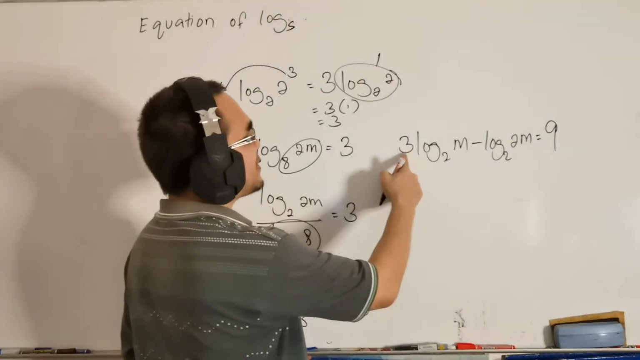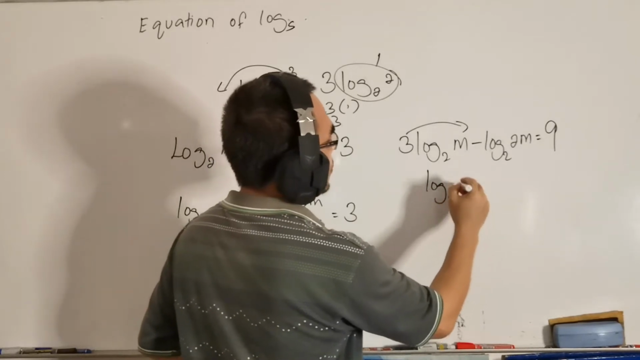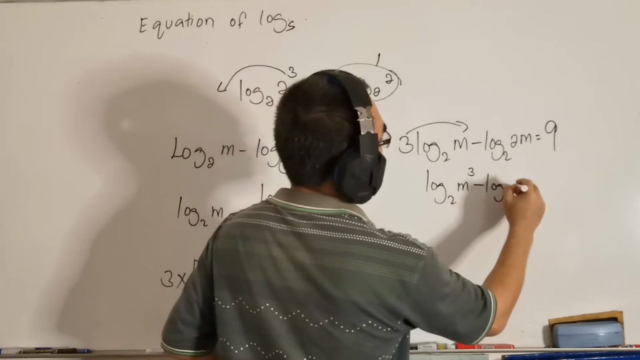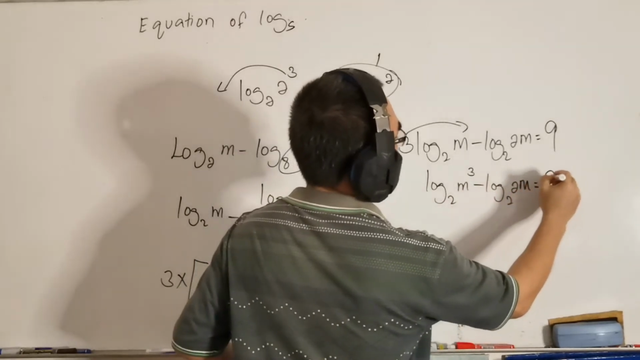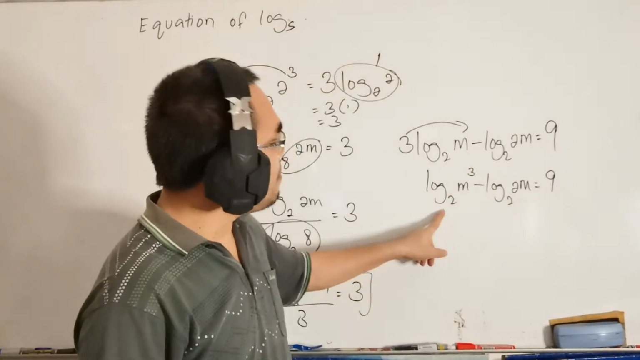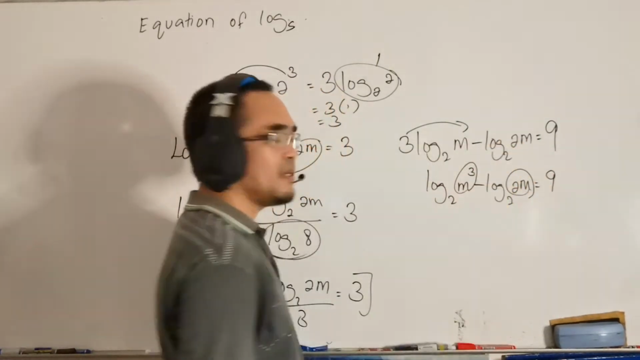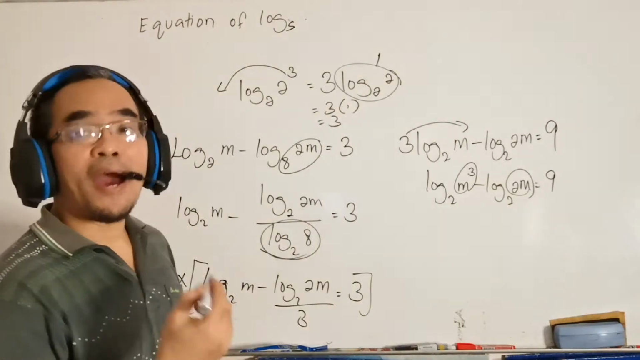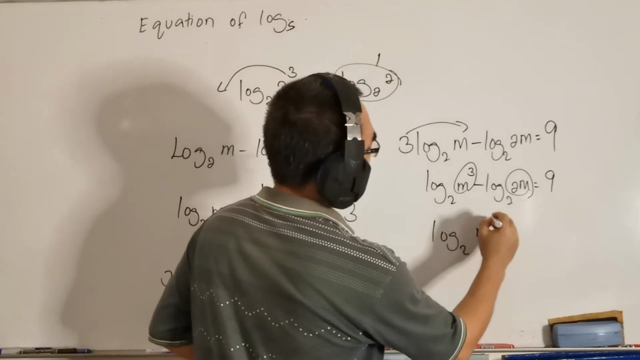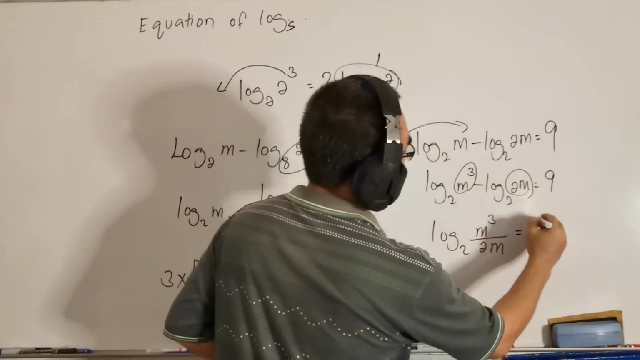So we have to bring the 3 to the top of m, so it becomes log 2m to the power of 3 minus log 2m equals 9. So now we can simplify log minus log, and the numbers become divide. So log 2m power 3 over 2m equals 9.